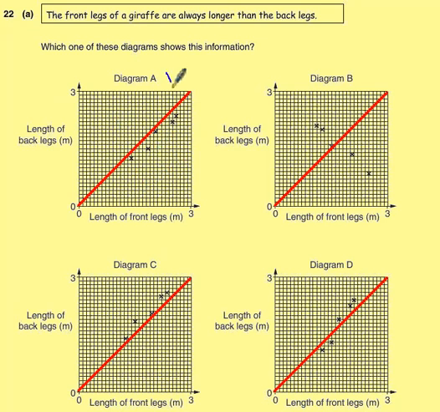So diagram A is the correct answer because that's all the points are below. On diagram C, the points are above the line. Diagram B, you've got some above and some below. And diagram D, again, some above and some below. So diagram A is the correct answer.